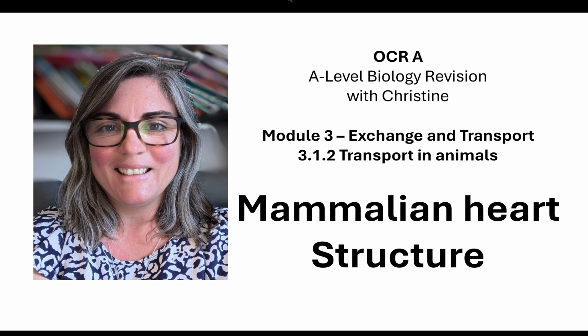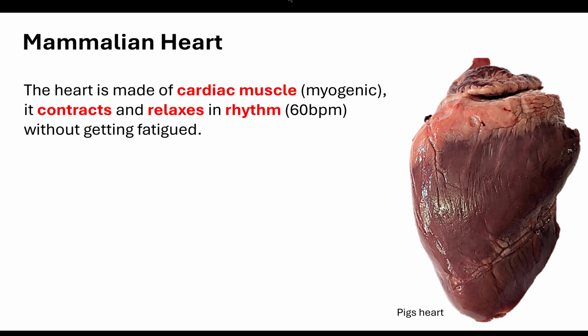So in this lesson I'm going to look at the mammalian heart structure, which is part of Module 3, Transport in Animals. So the mammalian heart then is made up of cardiac muscle. Now this is called myogenic because it is able to contract and relax in a rhythm, and that's about 60 beats per minute. With adults, we tend to say it's about 70 beats per minute, and that's because there are other factors we have to take into consideration.